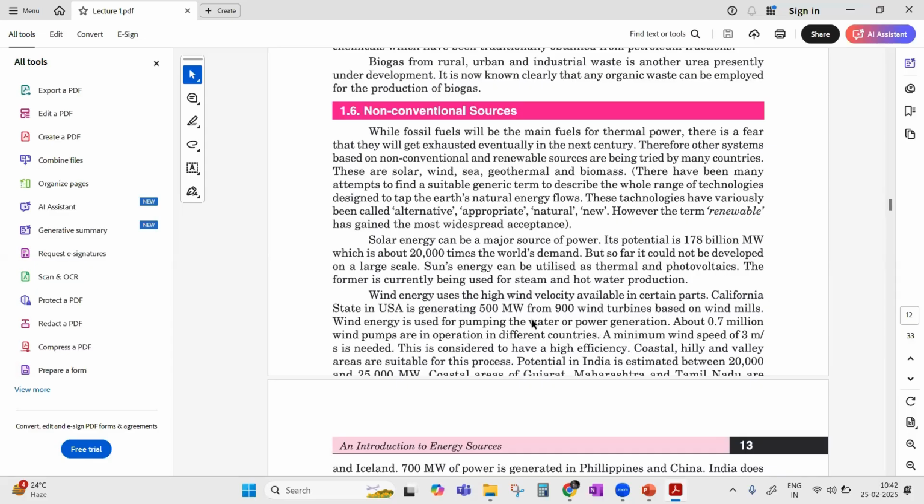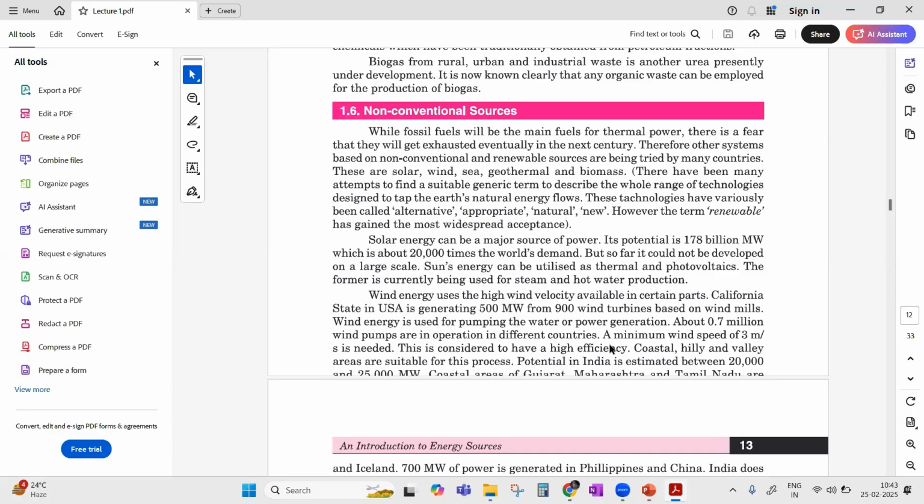Then if you take wind energy, its potential is like in California or so, they started generating this particular wind energy. So 500 megawatts of energy is being generated from 900 wind turbines and all. So for us, if you want to install these windmills, we need certain places with a wind speed of more than 3 meters per second. Air with a velocity of more than 3 meters per second is only considered to generate energy.